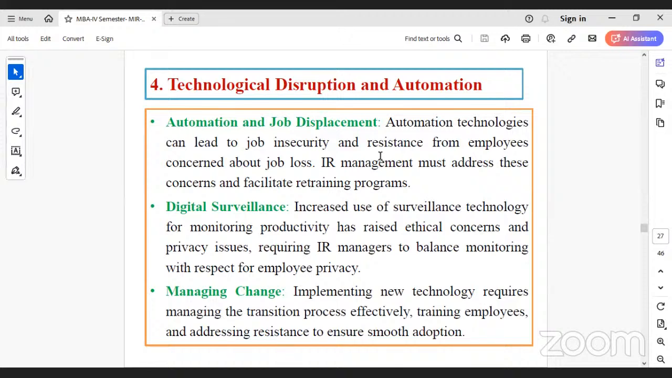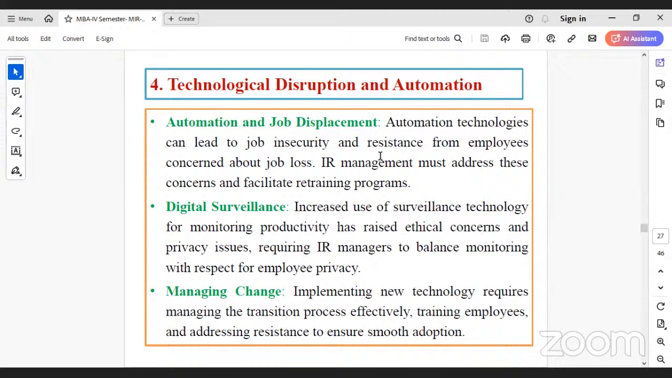So we don't know what that retraining is. So we have to provide these. We have to facilitate the retraining programs to the employees, those who are in the last stage, or else they are in the back step.